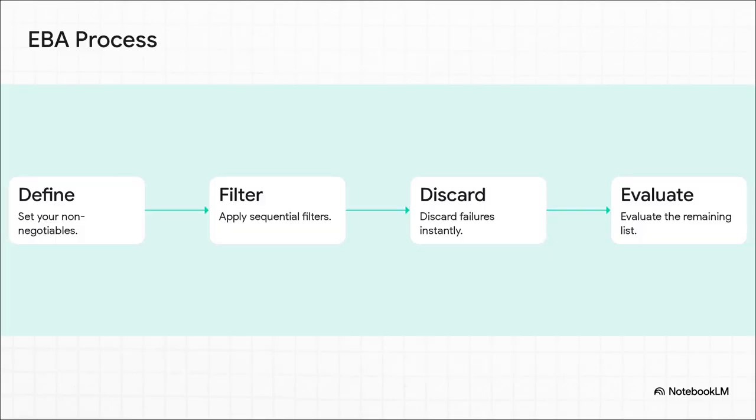Here's how you can shrink a massive pool of, say, 30 plausible choices down to just 3 top contenders in minutes. First, define your absolute non-negotiables. Like if you're buying software, maybe it literally must cost under $500 and it has to integrate with your current systems. Second, apply those filters sequentially.